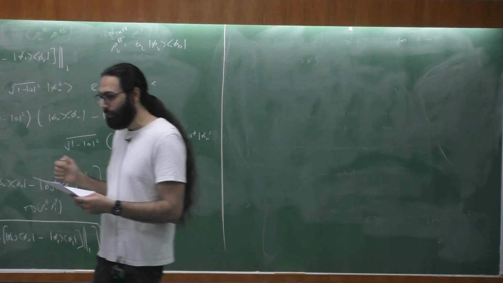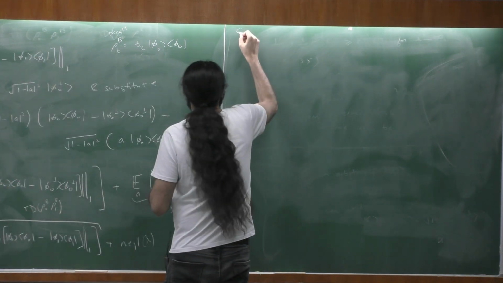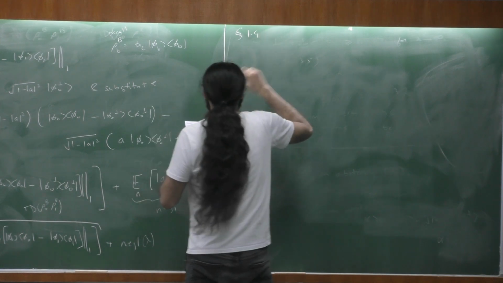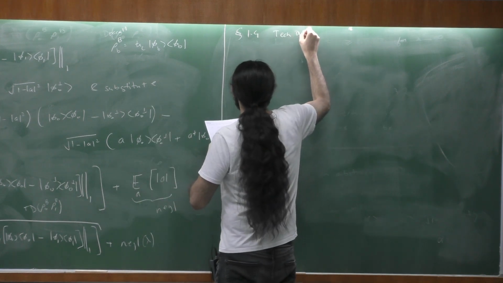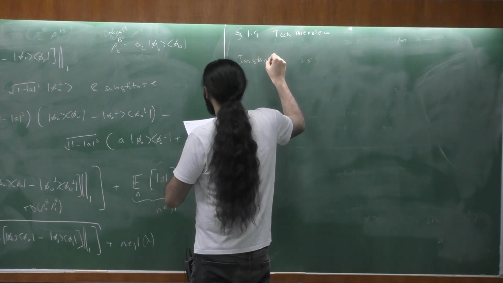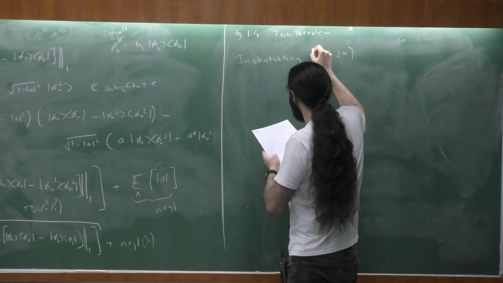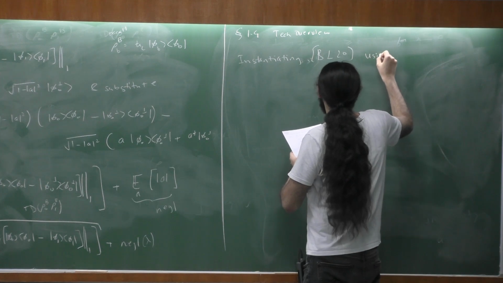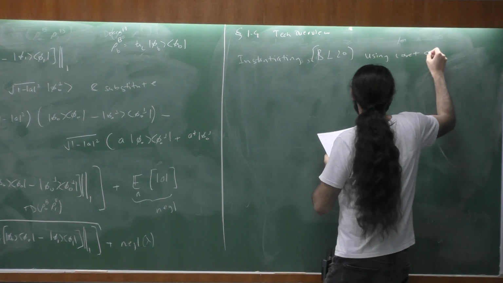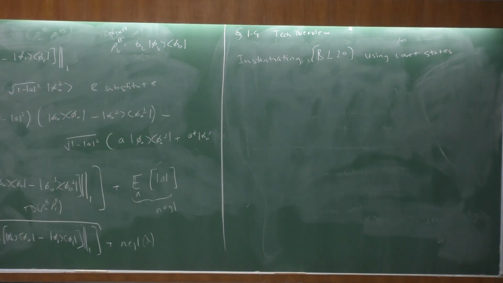Okay. So now if you're following the paper, we are going back to the tech overview. This is section 1.4 again. We're going to start from somewhere in between, which is instantiating BL20 using coset states. Okay. So the idea of BL20, let's quickly recall it. Or maybe this guy does recall it. Okay, wait. Let me give you a quick reminder.